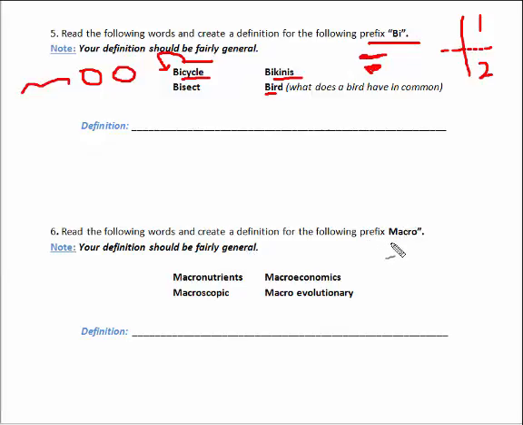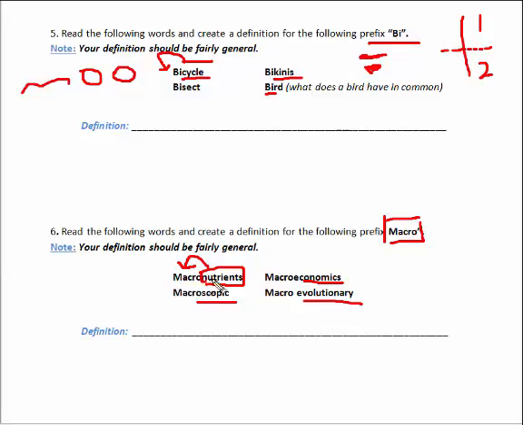We're looking for the prefix macro. This is something that we might not be familiar with. The 4 words that we see here are macronutrients, macroeconomics, macroscopic, and macroevolutionary. First things first, nutrients is like vitamins and minerals. And when we put macro in front of it, this is something we just have to commit to memory. Macro means large, the full gamut.